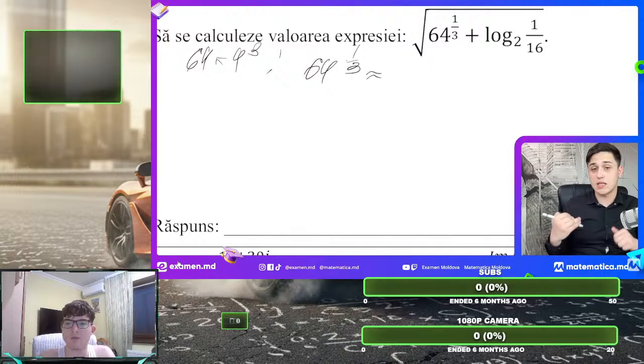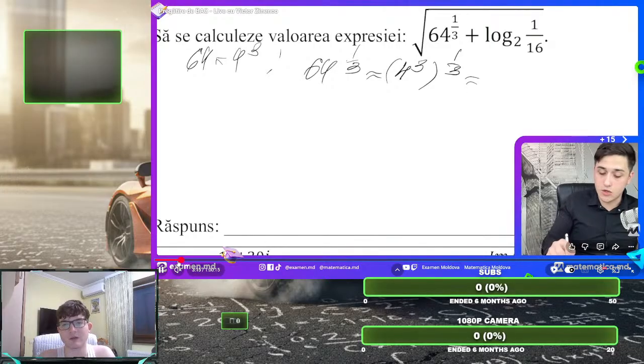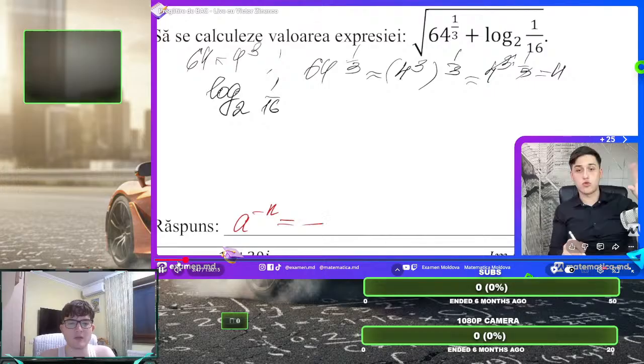Now log base 2 of 1 divided by 16. 1 divided by 16, you just write it down as 1 divided by 4 to the power of 2. So that's 4 to the power minus 2. So that's 2 to the power of minus 4. So log base 2 of 2 is 1. So we're just gonna have minus 4. So we're gonna have 4 minus 4, which is 0. So square root of 0, bro. What's square root of 0? Did I mess up or what? What's square root of 0?